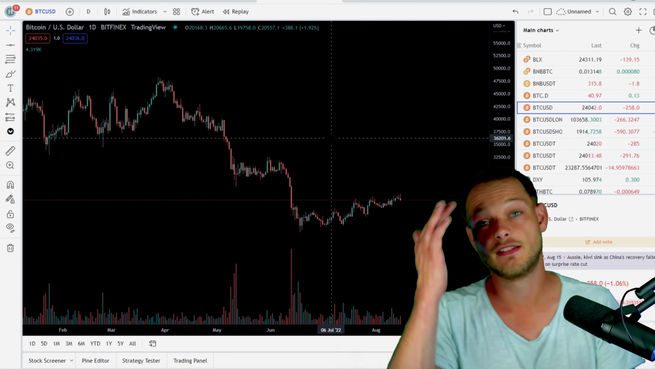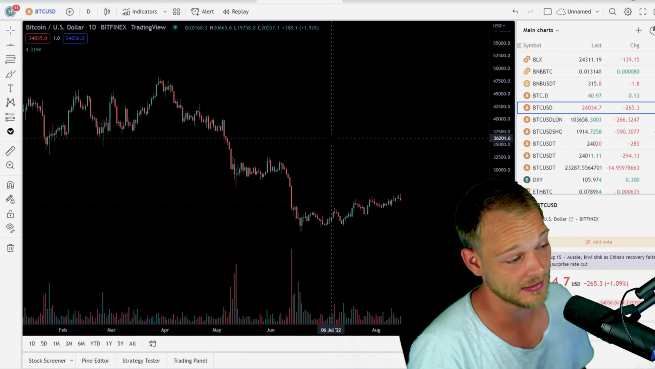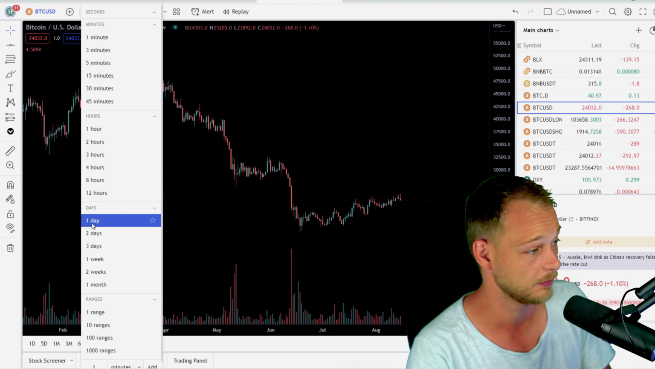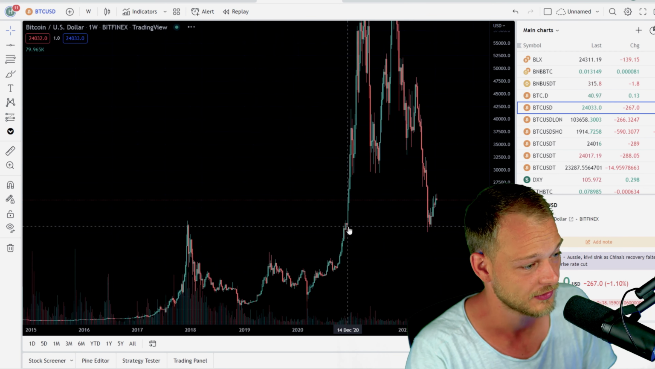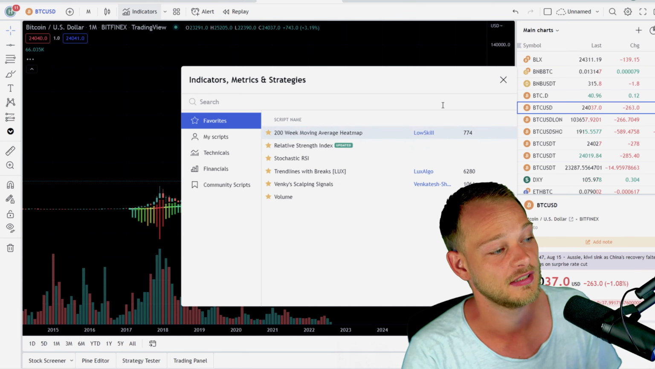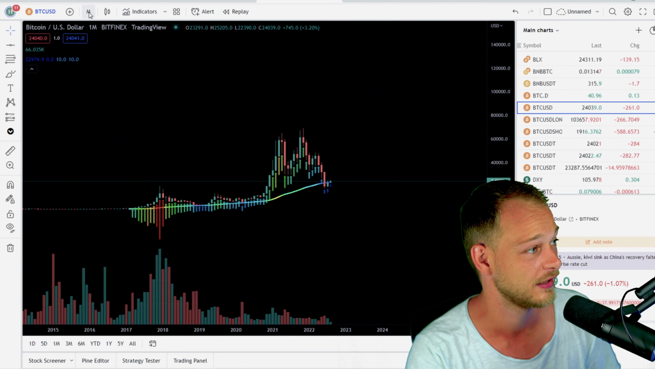Then a couple of indicators that I really like to use. Number one, the volume. You want to check out the volume because volume is very important when it comes to crypto, right? If we go to indicators, you have the 200-week moving average heat map, which is also a very good indicator.